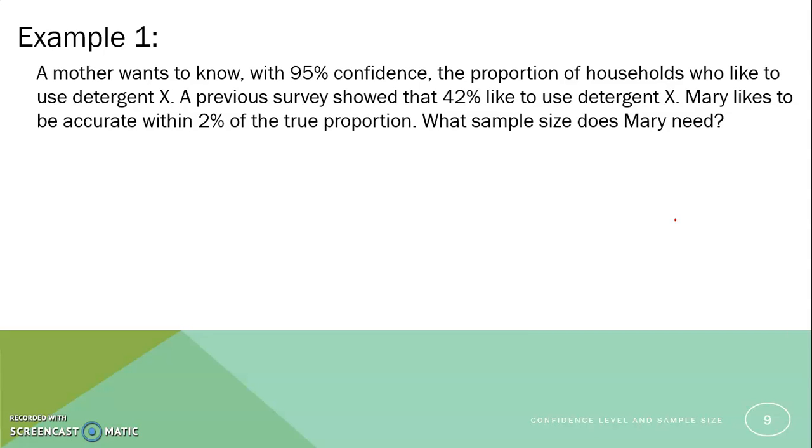A mother wants to know with 95% confidence the proportion of households who like to use detergent X. A previous survey showed that 42% like to use detergent X. Mary likes to be accurate, within 2% of the true proportion. What sample size does Mary need? Okay, let's assume that Mary is the mother, Mother Mary.